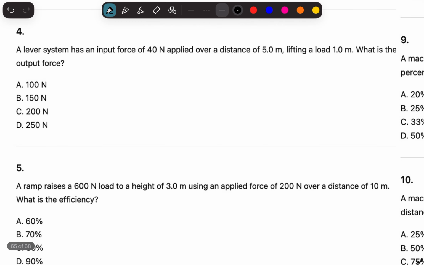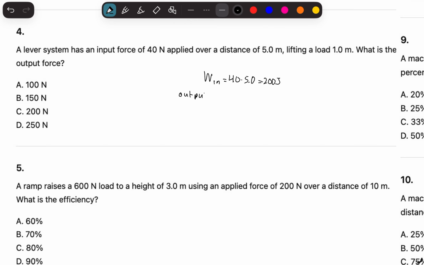A lever system has an input force of 40 newtons applied over a distance of 5.0 meters, lifting a load 1.0 meters. So you're going to look at your input, which is 40 times 5, which is going to be 200 joules.